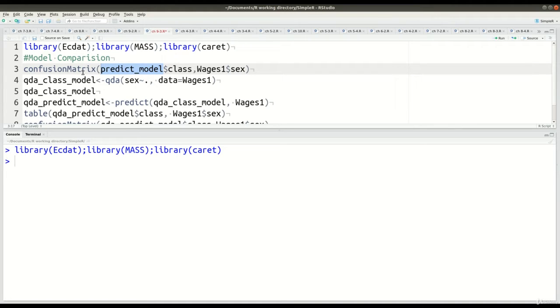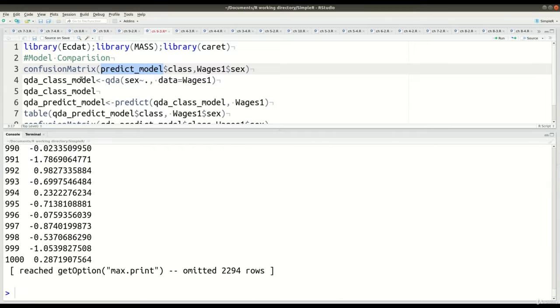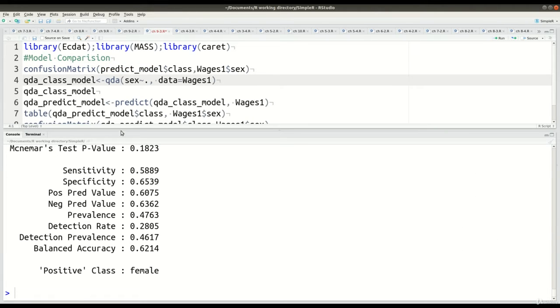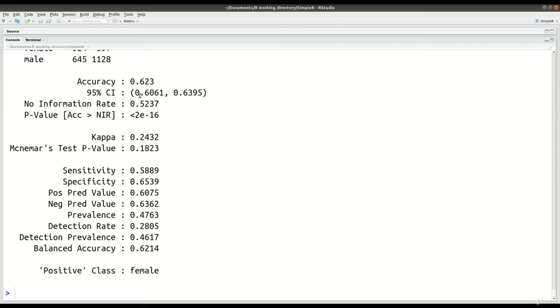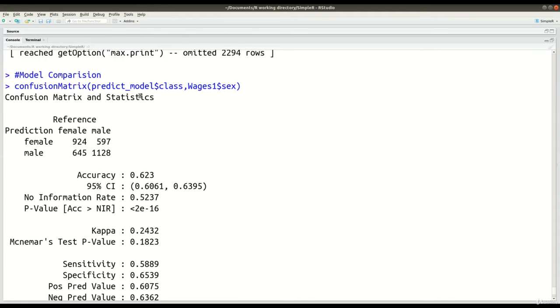I'm just going to go ahead and run line 3, press Control Enter. I'm sorry, let me go right here. Control Enter, there we go. And here's all our information. Let me make this a little bit bigger for you. Okay, so you can see here it gives you a lot of information.